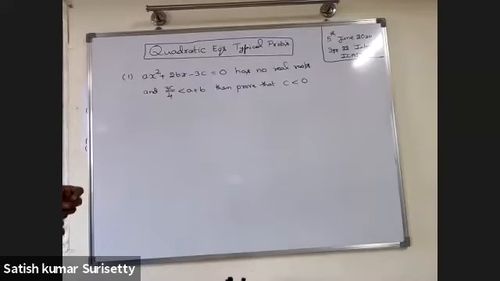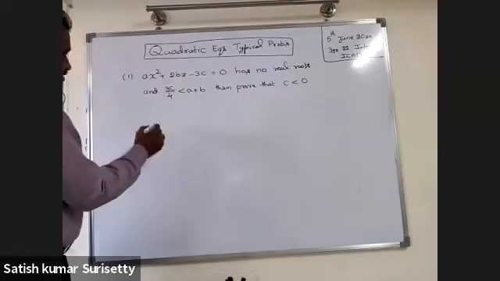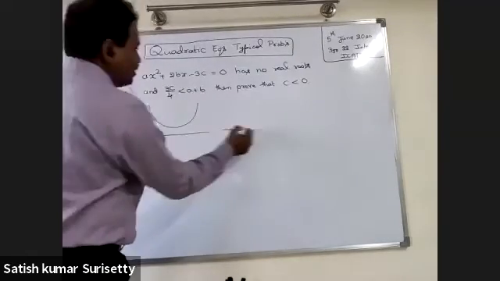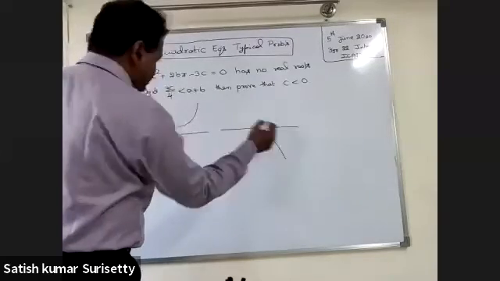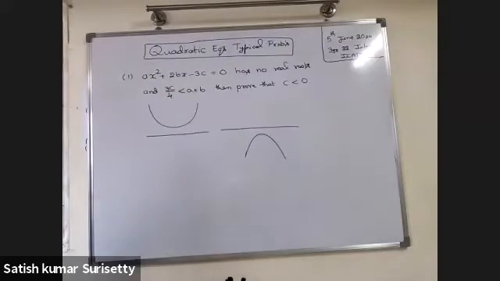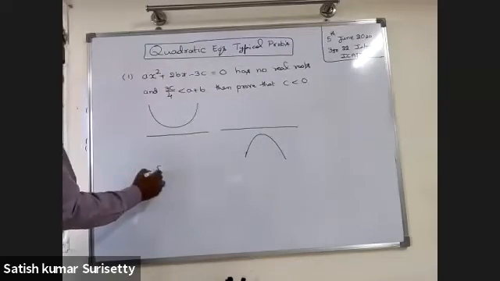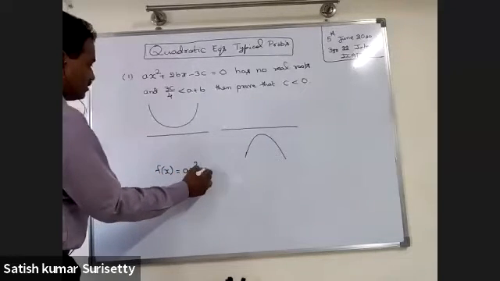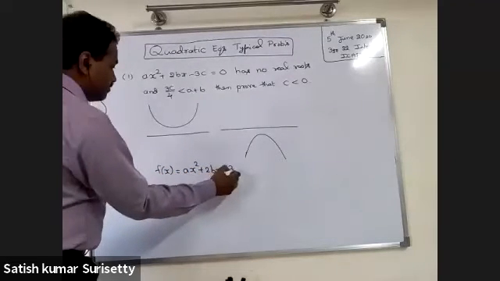So ax square plus 2bx minus 3c equal to 0 has no real roots. Now, once there are no real roots, what will the graph be? Either completely above or completely below. Now consider this as f of x. So f of x equal to ax square plus 2bx minus 3c.